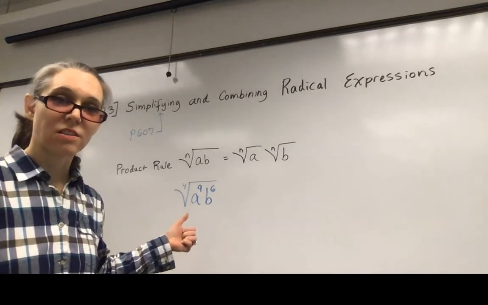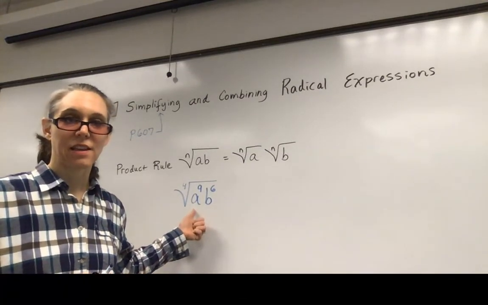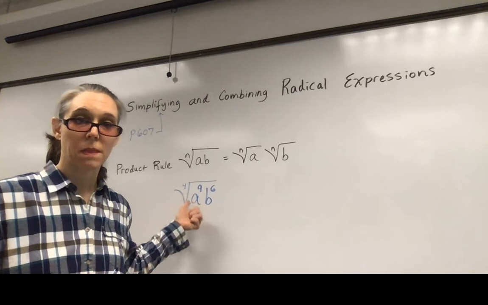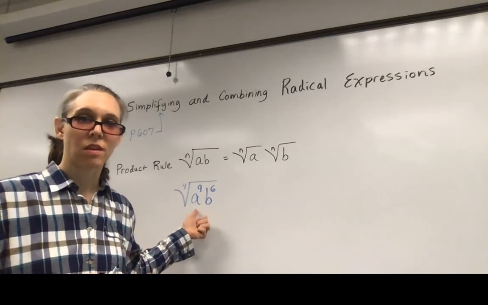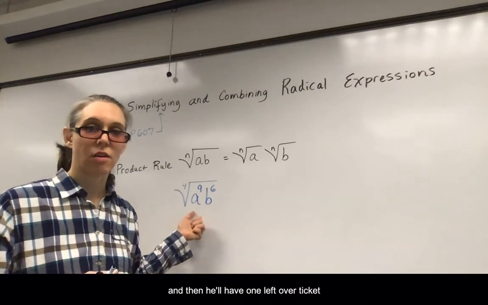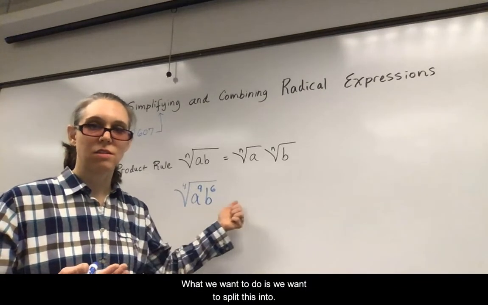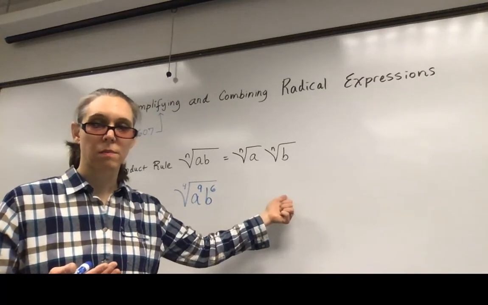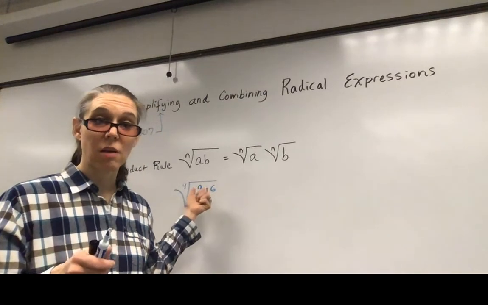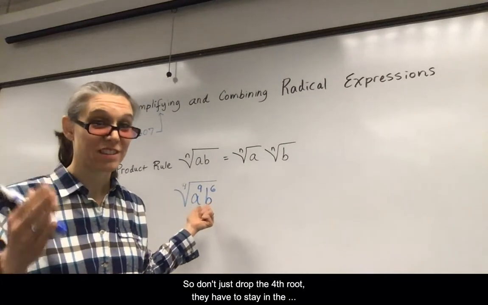Remember the analogy I told you about in the last lecture? Suppose Adam has 9 tickets, and to go on this ride, it costs 4 tickets. This is a fourth root. So how many times can Adam go on this ride? He can go on the ride 2 times, right? And then he'll have 1 leftover ticket. So what we want to do is split this into 2 radicals, both with fourth roots. Do not forget that. You must continue with fourth roots if you have a fourth root problem. So don't just drop the 4. They have to stay in the problem.